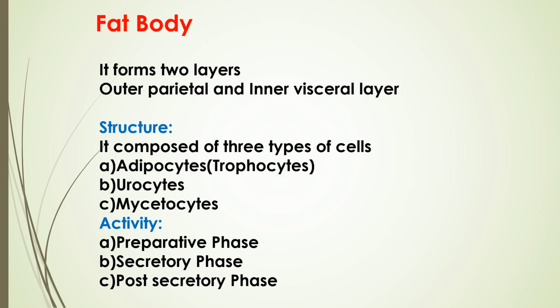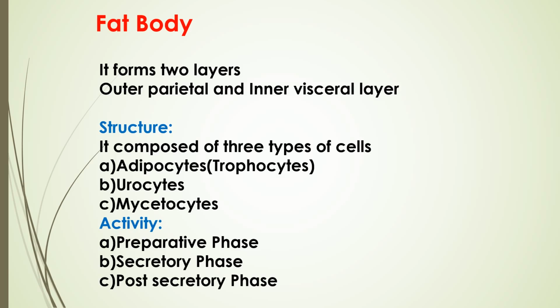Now first, what is the preparative phase? Initially, the fat body cells, that is the adipocytes, are small with little cytoplasm, little endoplasmic reticulum and Golgi complex. No secretory vesicles are present, but after some time they become basophilic with more ribosomes, ER and Golgi complex that consist of various types of secretory vesicles.